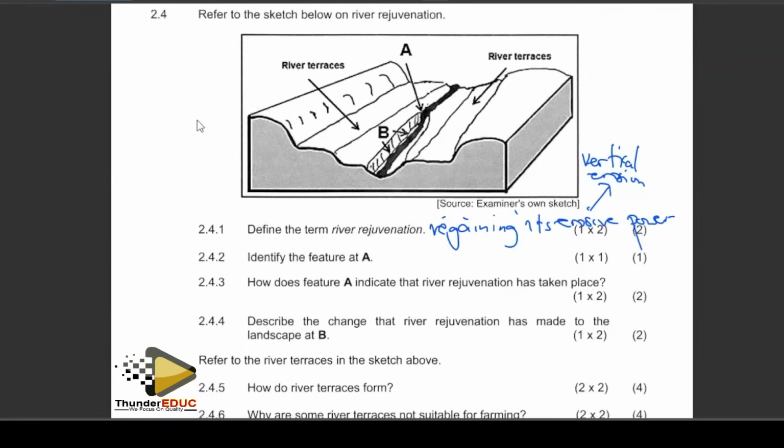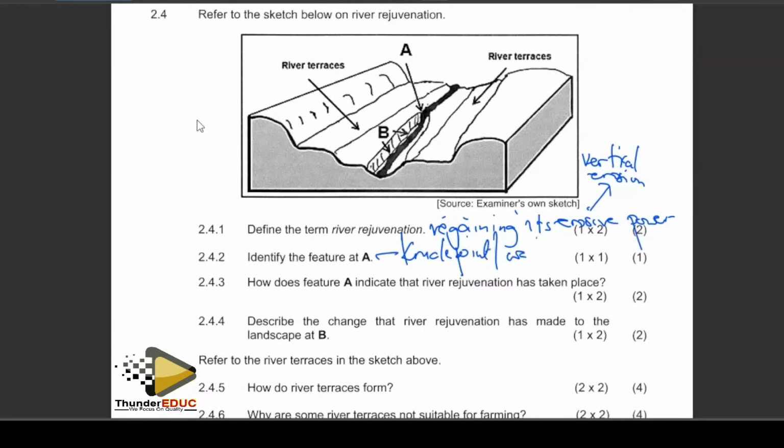We move on to the next question, identify feature A. If you check at A here, you see there's a sudden drop in gradient. Here is going down and there is going lower. So what is likely to be feature A? That is a nick point.